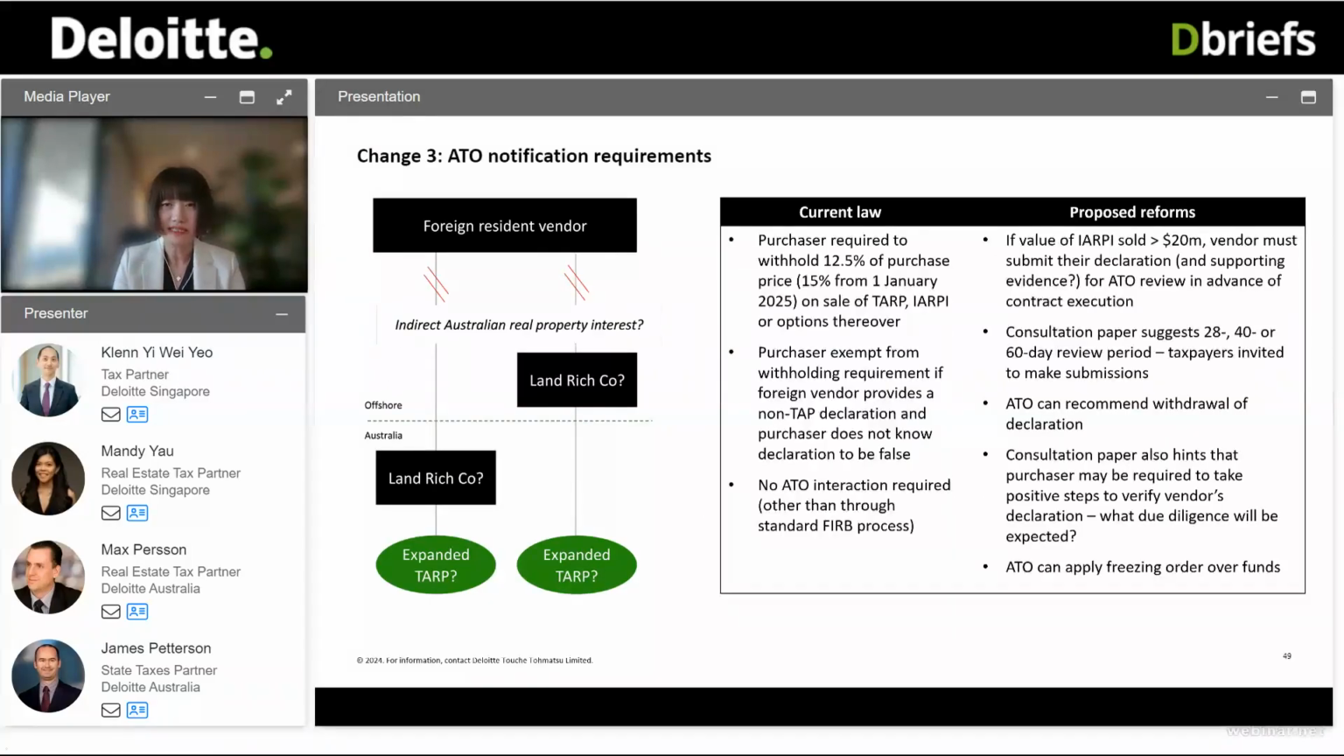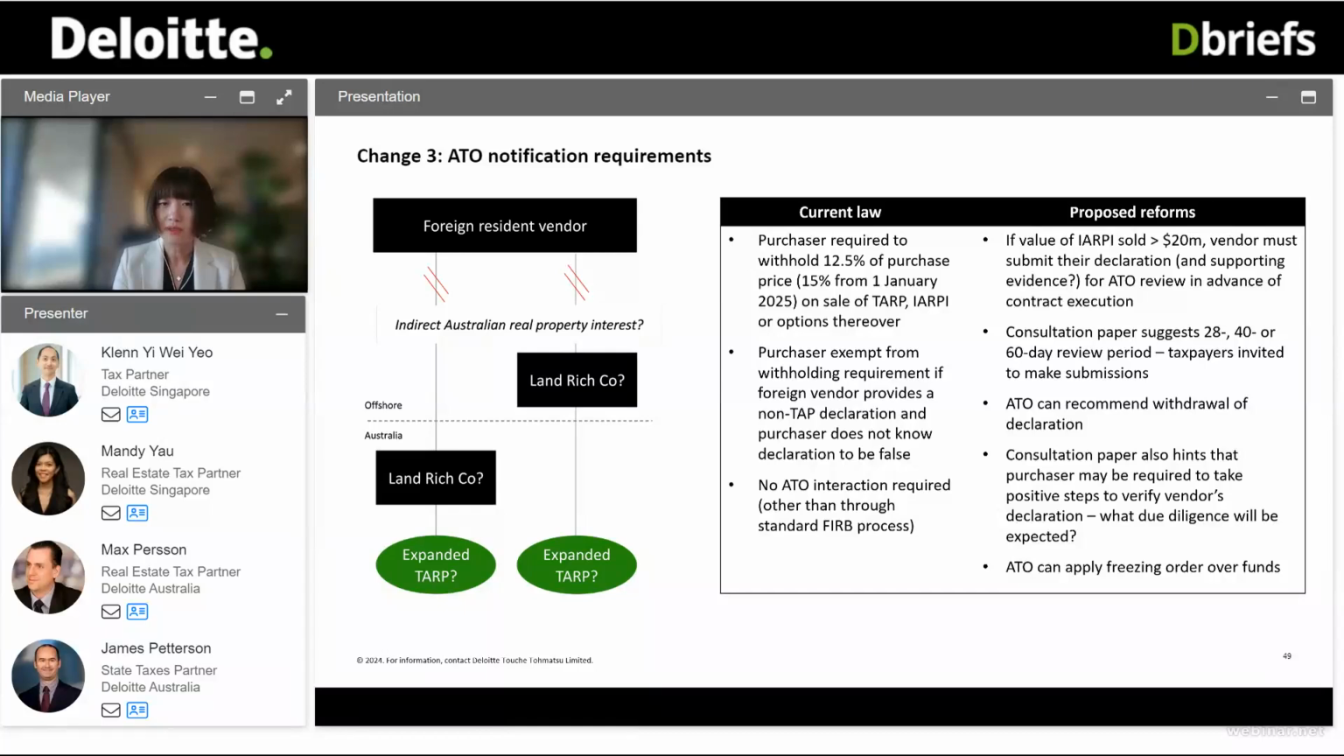Let's move to the third change. Currently, if a non-resident sells shares or units and provides a declaration that the membership they sell is not land rich, the buyer does not need to withhold and the ATO is not involved in the sales process. However, under the proposed reform, if the shares and units are over 20 million Australian dollars, the vendor must submit a declaration for ATO review before the transaction date. The paper suggests that review could take up to 60 days, and the ATO might suggest withdrawing the declaration.